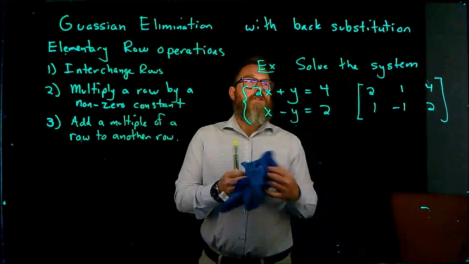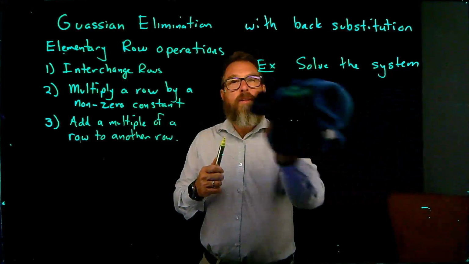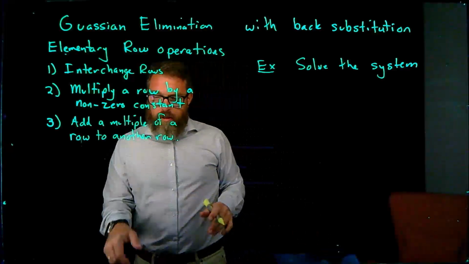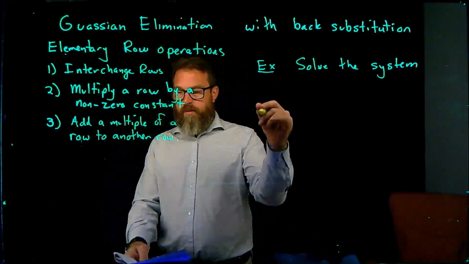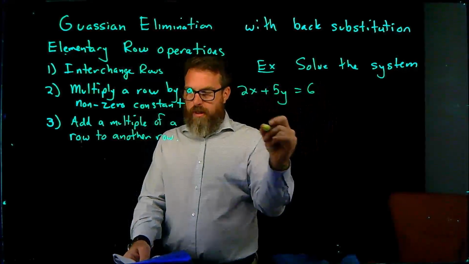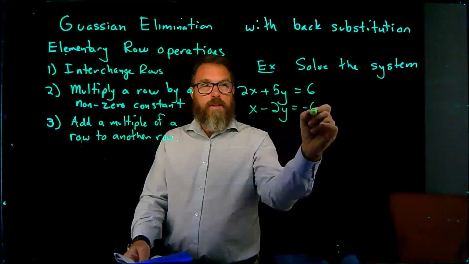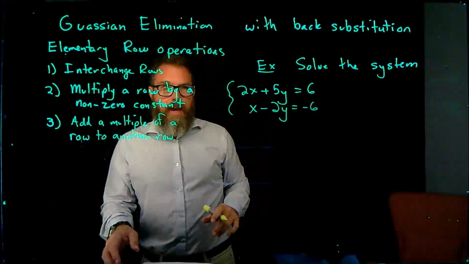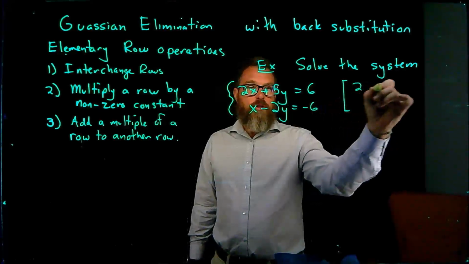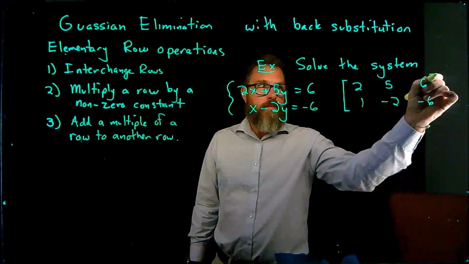So let's do a new one. Let's solve a system. And I'm going to do this in matrix form, and then I'll back substitute. So if I want to solve the system, let's go 2x plus 5y is equal to 6, and then I have x minus 2y is equal to negative 6. That's going to be our system. And let's go and write this in matrix form. Remember, it's just going to be the coefficients 2, 5, 6, 1, minus 2, negative 6.